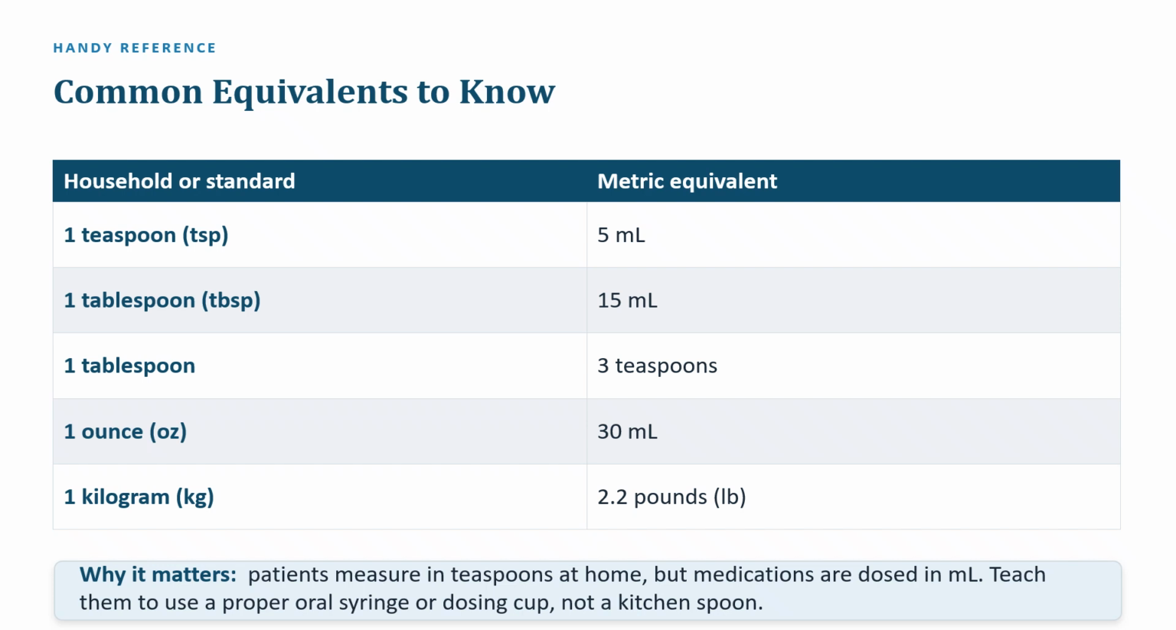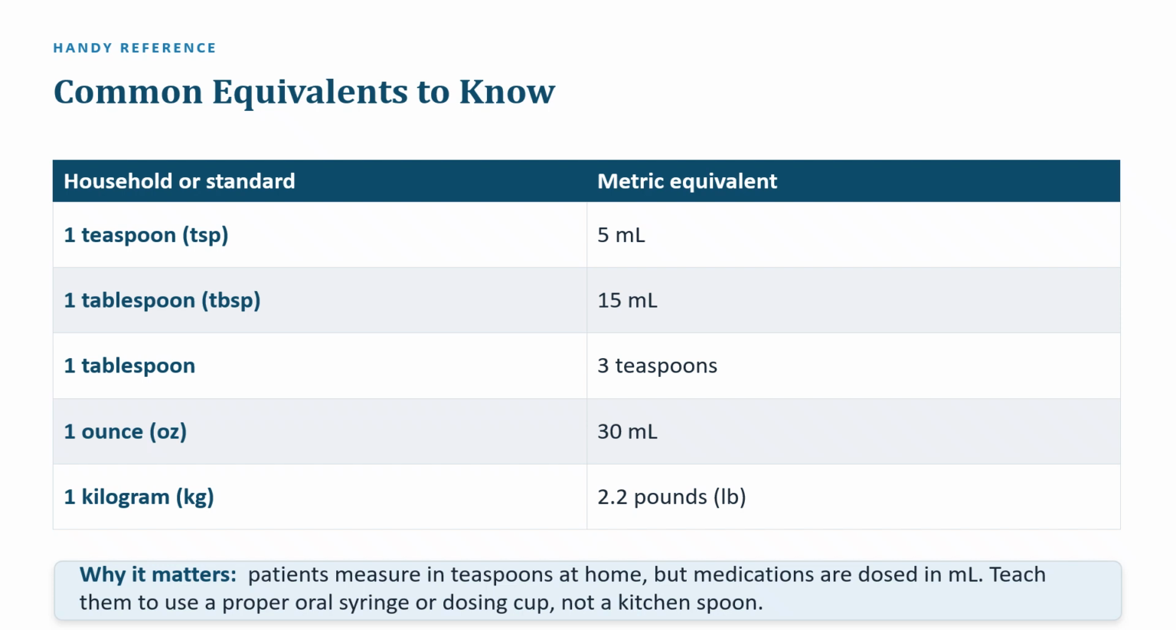Let's think about why these matter using the note at the bottom. Patients live in the household world. They think in teaspoons and tablespoons. But medications, especially liquids, are dosed and labeled in milliliters. If a parent hears take 1 teaspoon and reaches for a random kitchen spoon, they can easily give the wrong amount because kitchen spoons vary widely in size. This is a genuine and common source of pediatric medication errors.